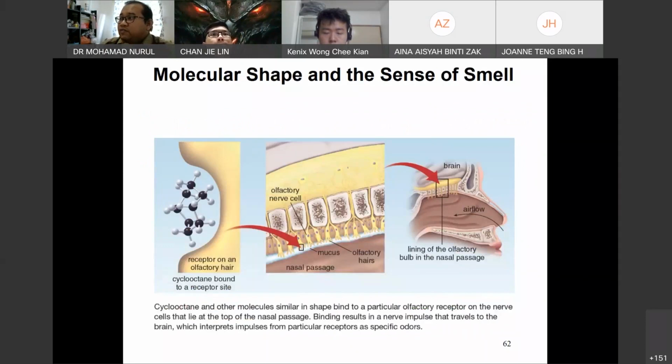For molecular shape and sense of smell, this is a kind of application of R and S configurations, also stereochemistry. Molecules with a particular shape bind to particular receptors in the nerve cells at the top of the nasal passage. Binding results in a nerve impulse that travels to the brain, and we interpret the impulse from a particular receptor as a specific smell. This is what happens in our nose. I think that's all for chapter 5, I guess.